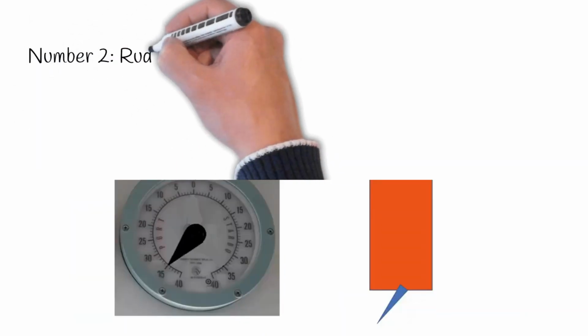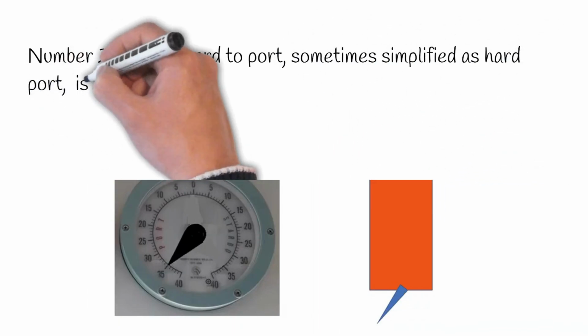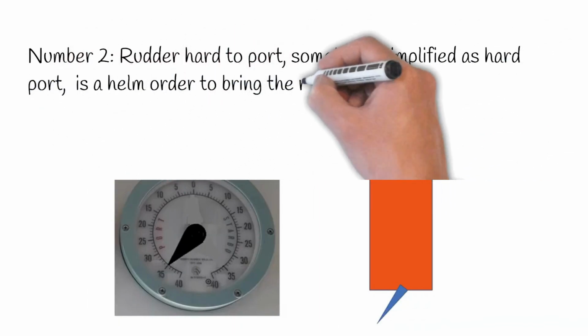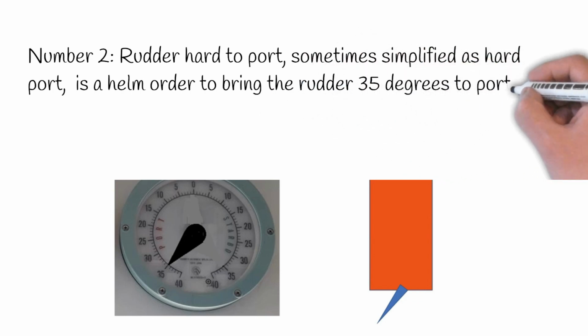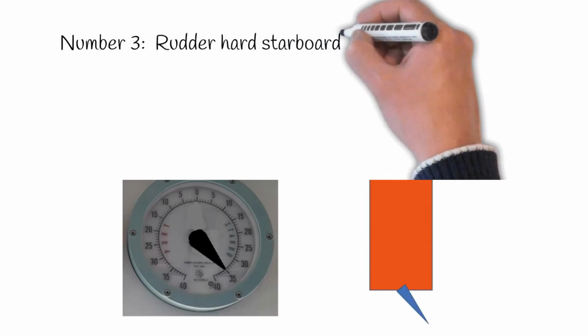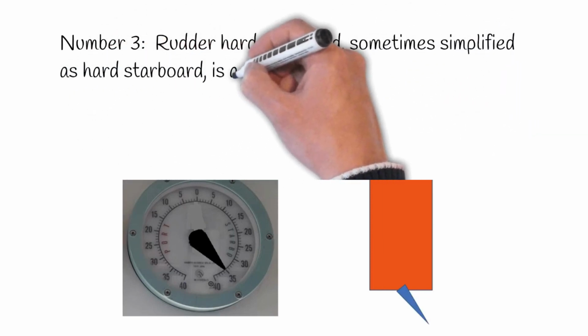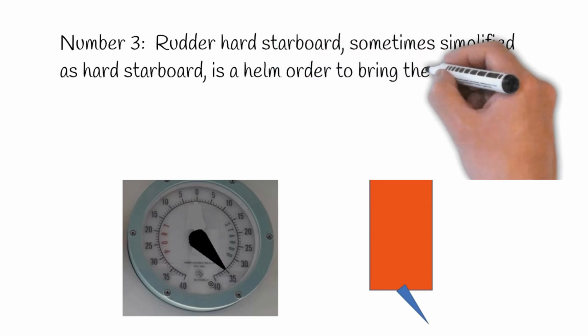Number 2. Rudder hard to port, sometimes simplified as hard port, is a helm order to bring the rudder 35 degrees to port side. Number 3. Rudder hard starboard, sometimes simplified as hard starboard, is a helm order to bring the rudder 35 degrees to the starboard side.